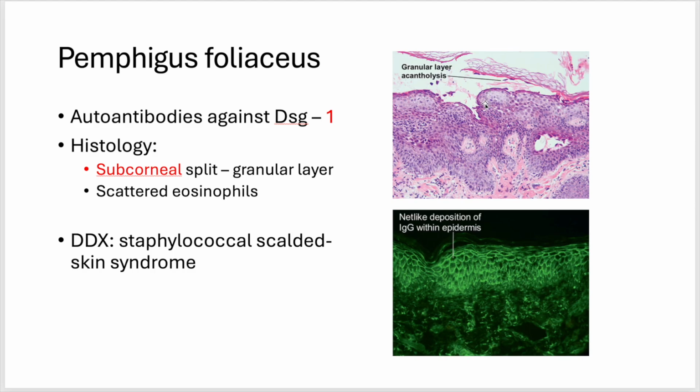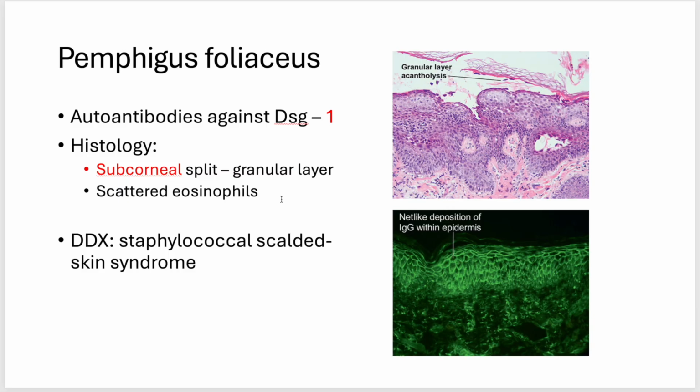And let's talk about the physiology. In pemphigus foliaceus, the autoantibodies are directed against desmoglein 1, which is located in the upper layers of the epidermis, near the granular layer. That is why the blisters form superficially, just beneath the stratum corneum, and we call that a subcorneal split. You can also see some eosinophils in the blister cavity as well, although the infiltrate is more mild.